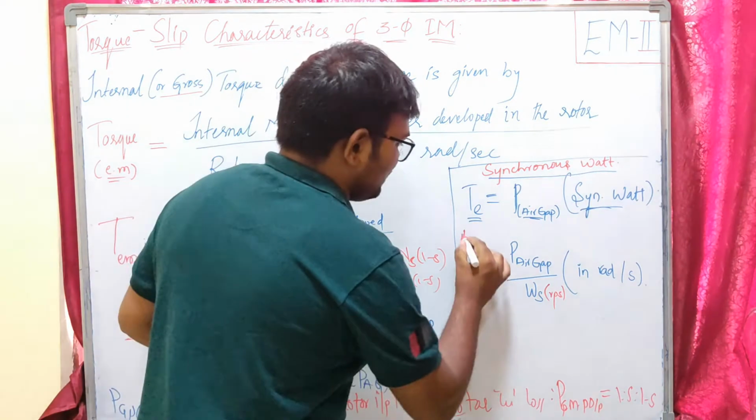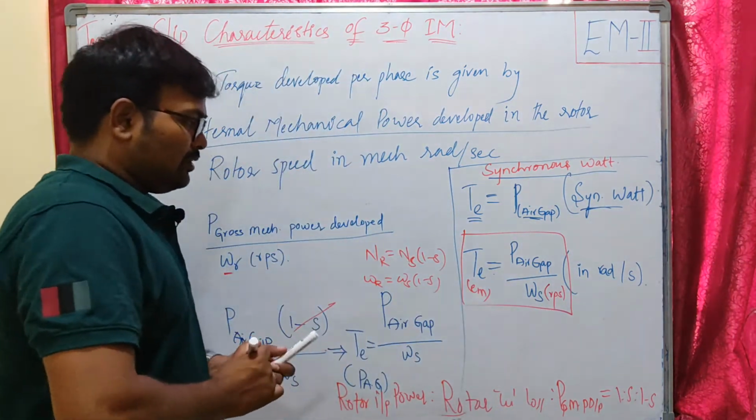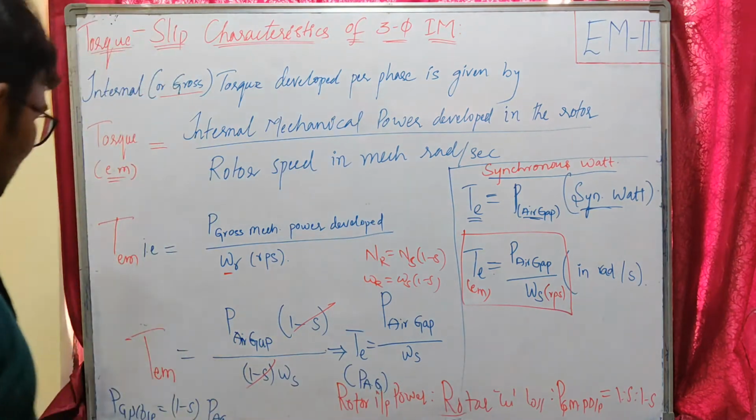We have obtained the electromagnetic torque expression equal to air gap power divided by synchronous speed in RPS. Next we are going to derive the torque expression.